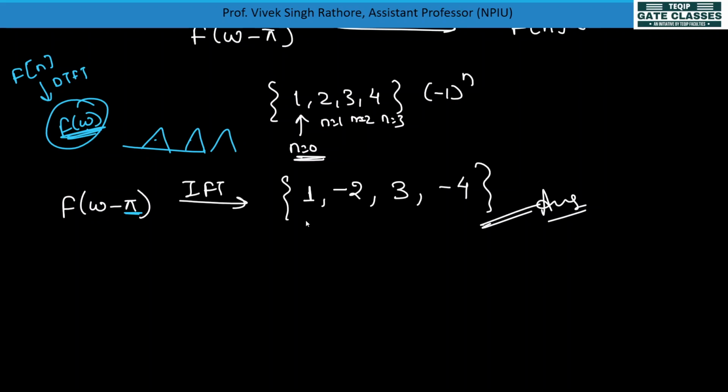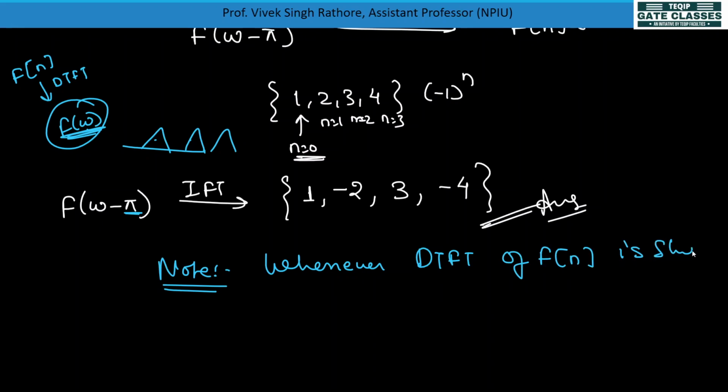So you can see the sign reversal in the odd places. 1 is as it is, 3 is as it is. Only for n equal to 1 there is a reversal, for n equal to 3 there is a reversal. You can note down this conclusion, because in a competitive exam you can directly answer that whenever the DTFT of f of n is shifted by half of its time period, then its value will have a sign reversal at odd values.